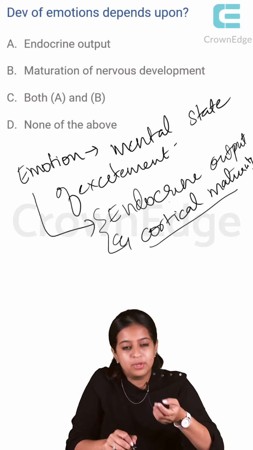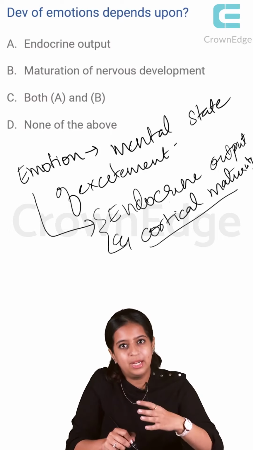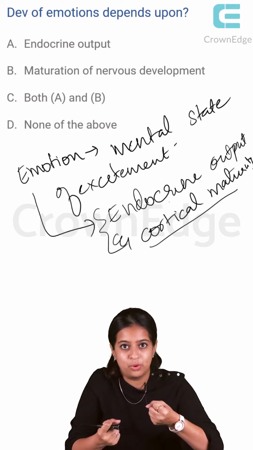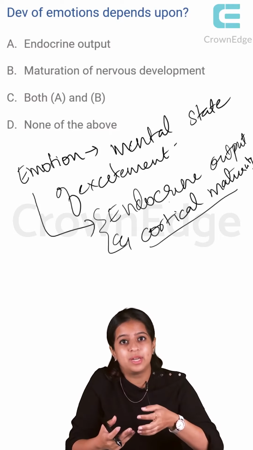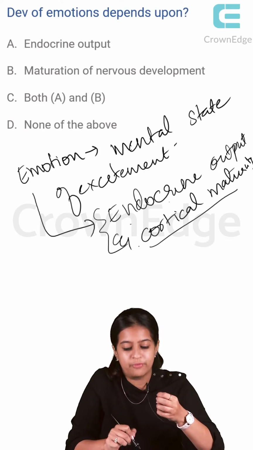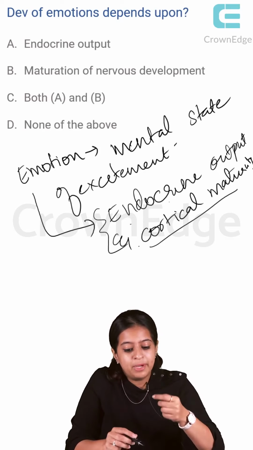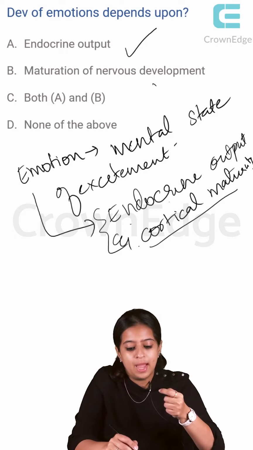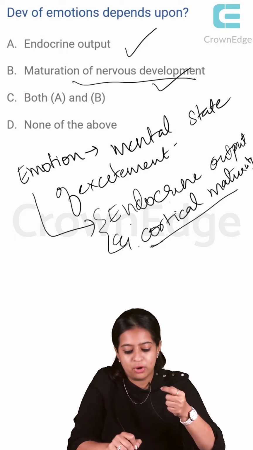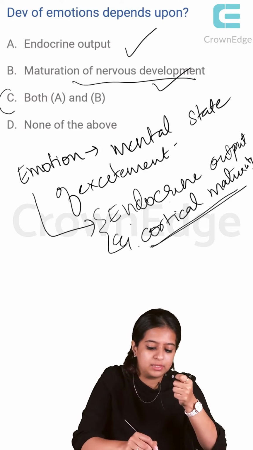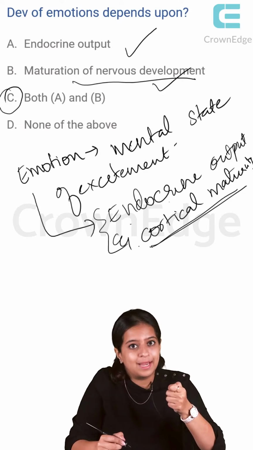and the endocrine output is different. So that is why a child shows a different emotion, that they are very scared, they start crying, they are very shy to come into the dental clinic. All these emotions are because of these two factors. Development of emotion mainly depends upon the endocrine output and the maturation of the nervous system, that is cortical maturity. So the right option to this question would be option C, option A and B.